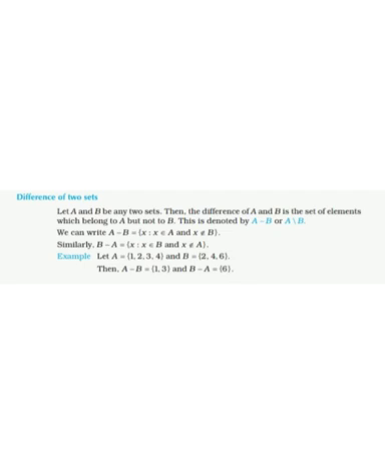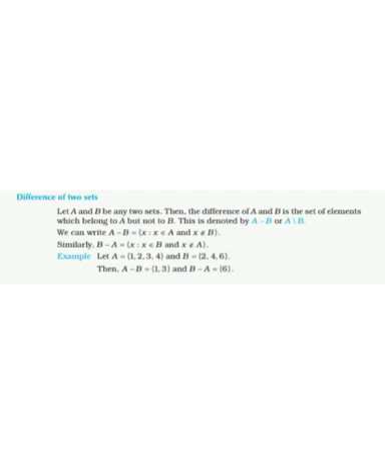Now I continue that. The next one is the difference of two sets. This is one of the operations. Let A and B be any two sets, then the difference of A and B is the set of elements which belong to A but not to B. So A difference B means elements belonging to A but not to B. This is denoted by A minus B or A bar B.